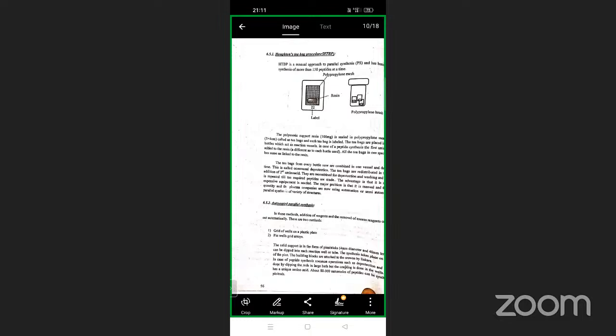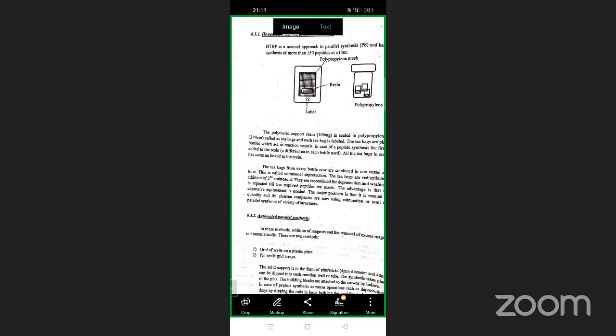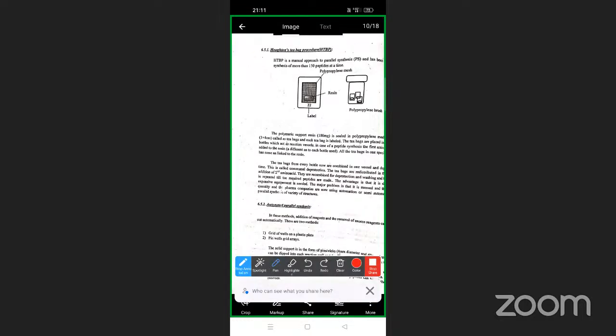The hot and tea bag method is a very important question. From the exam point of view, it is asked for 5 marks, so it is very important. So what is the hot and tea bag method?